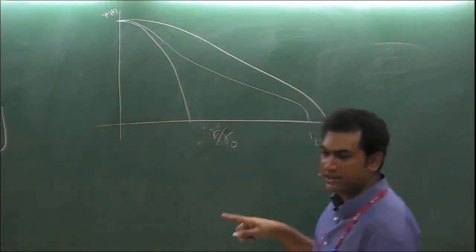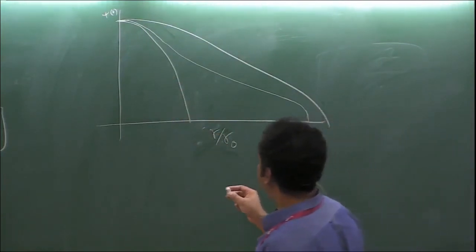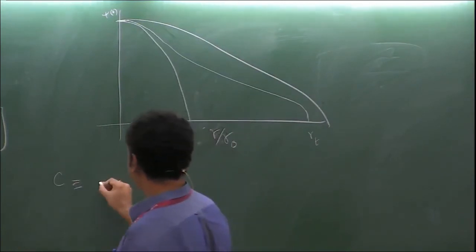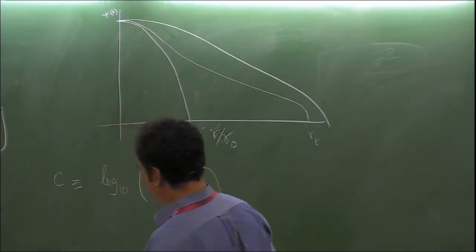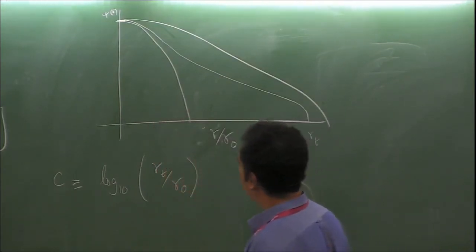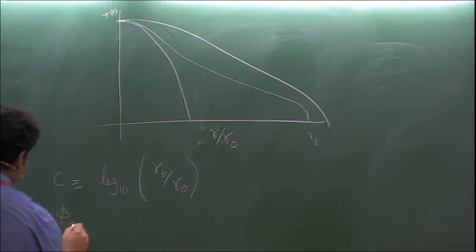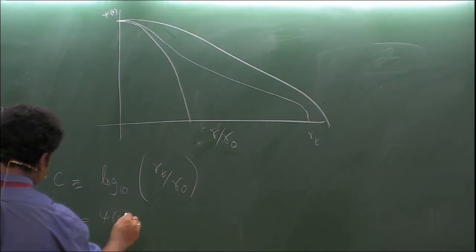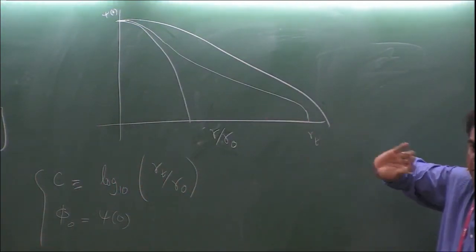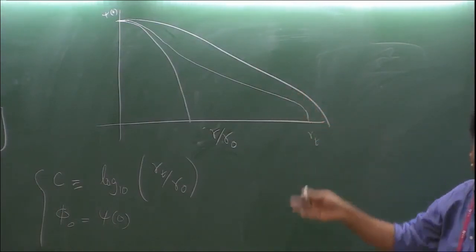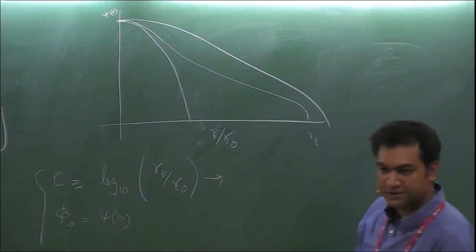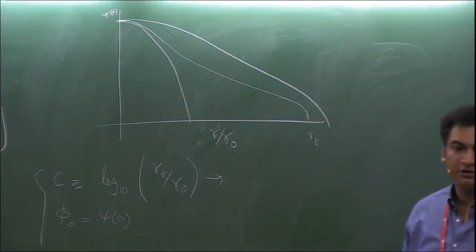The way you define a particular King model from this family is really dependent on these two parameters. People define some concentration parameter as log 10 of RT over R0, and some central potential, phi naught, that is something like psi 0. These are the only two parameters that you need to set, and that gives a unique density distribution, velocity dispersion, etc. This is often called the concentration parameter. So you can say that I want a King model of concentration parameter some value.